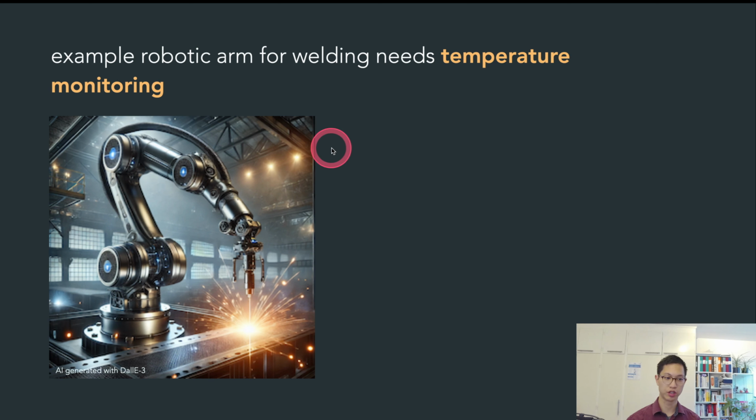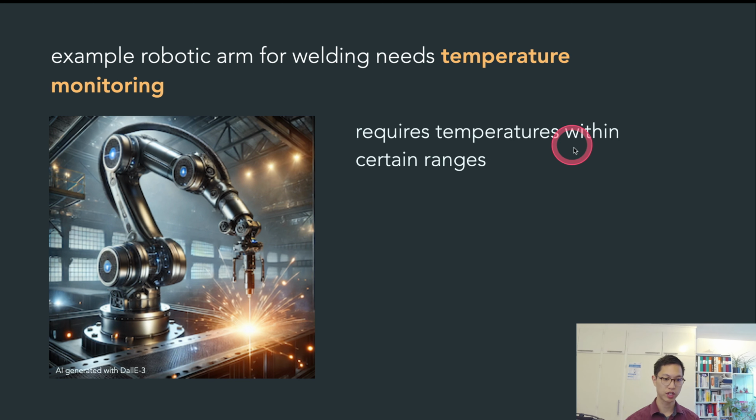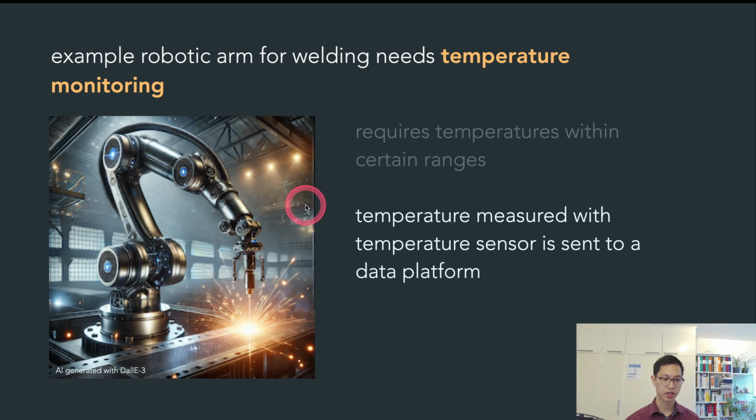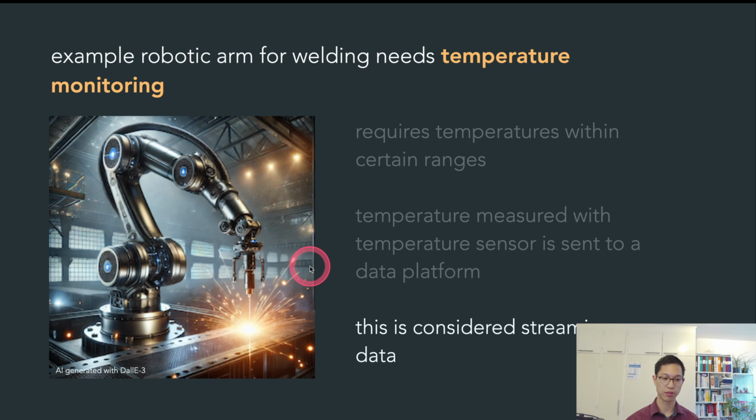So temperature monitoring in real time is important, because if something gets stuck in the production line, it might cost a lot of money, right? So it requires temperature within certain ranges. And the temperature is measured with a temperature sensor. And this is sent to your data platform. And in the data platform, you need to process it somehow, right? And as this is sent in real time, this is considered streaming data. Note that the data is sent in real time.